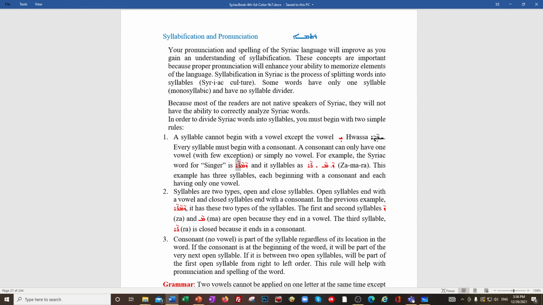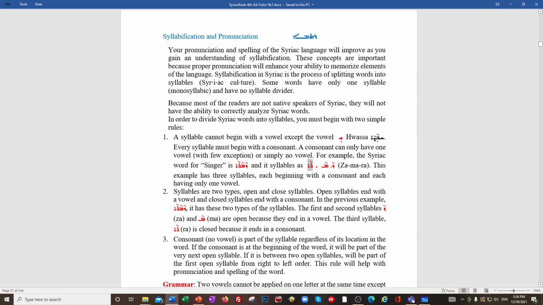When alap has no vowel, it is silent. So this syllable is za, ma, ra: zamara. What happened to the alap? It went to the last syllable. Alap, which has no vowel, joined the resh, which has a vowel. So what does that mean?